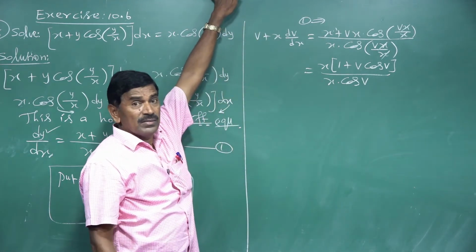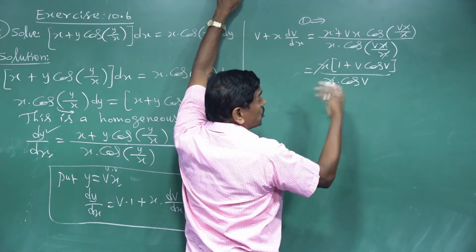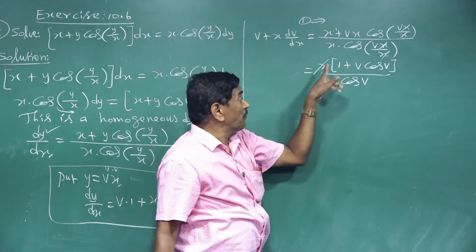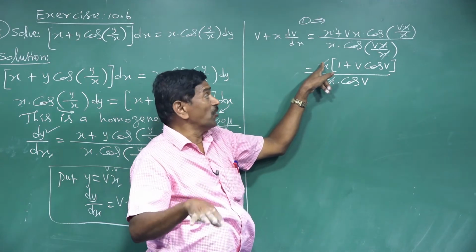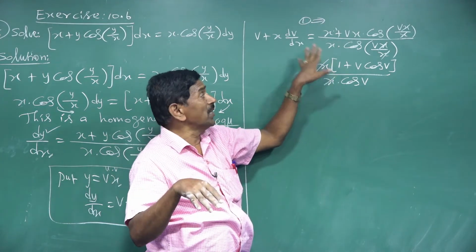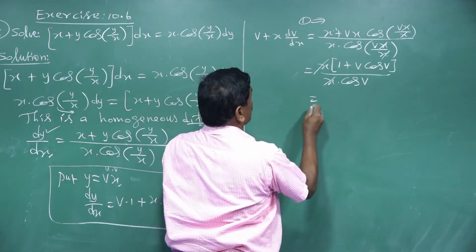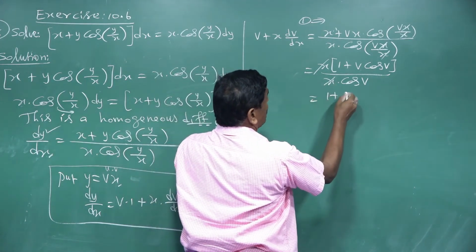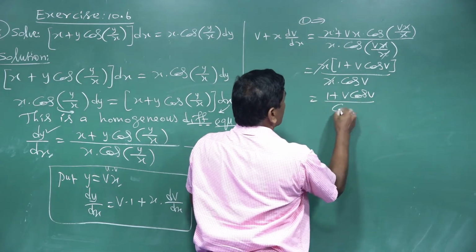Now, here x cancels. In a homogeneous differential equation, in this step the x variable must fully cancel. Then only your steps are correct, otherwise there is a mistake in the middle. That is one technique. What remains is 1 plus v into cos v divided by cos v.